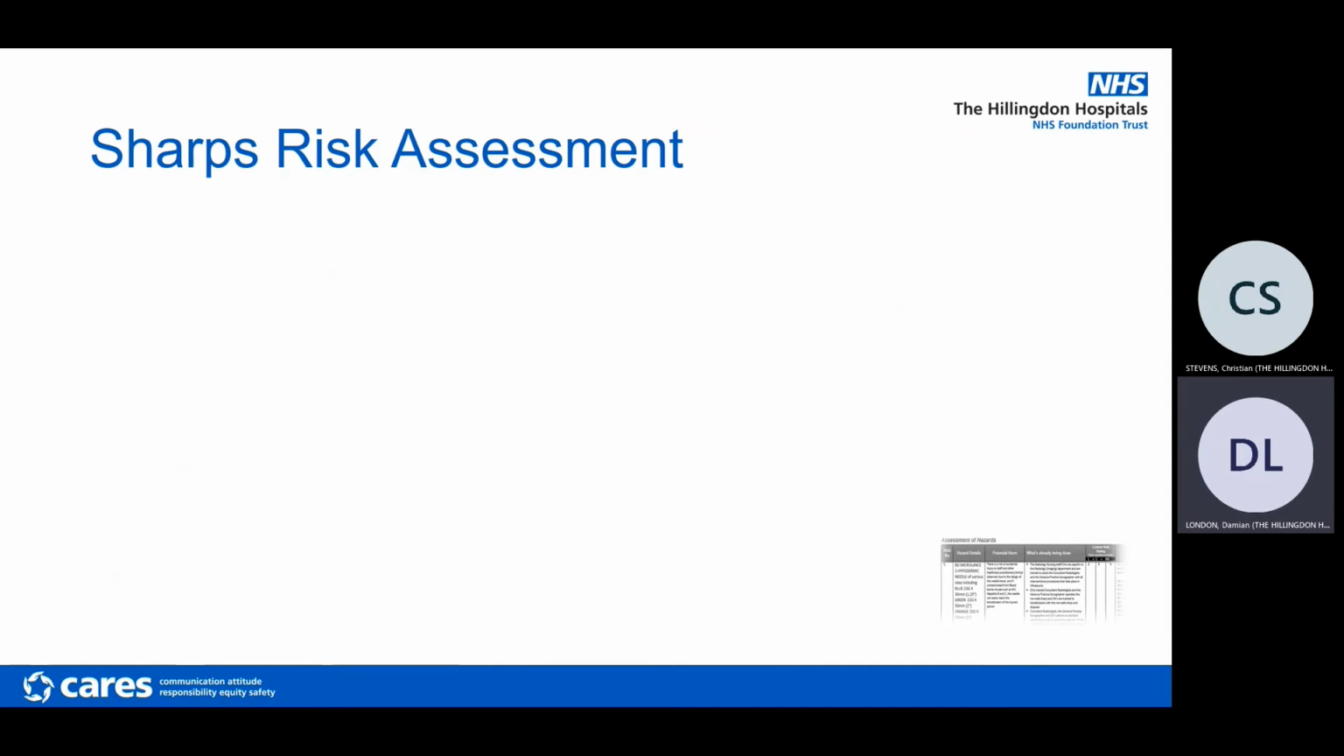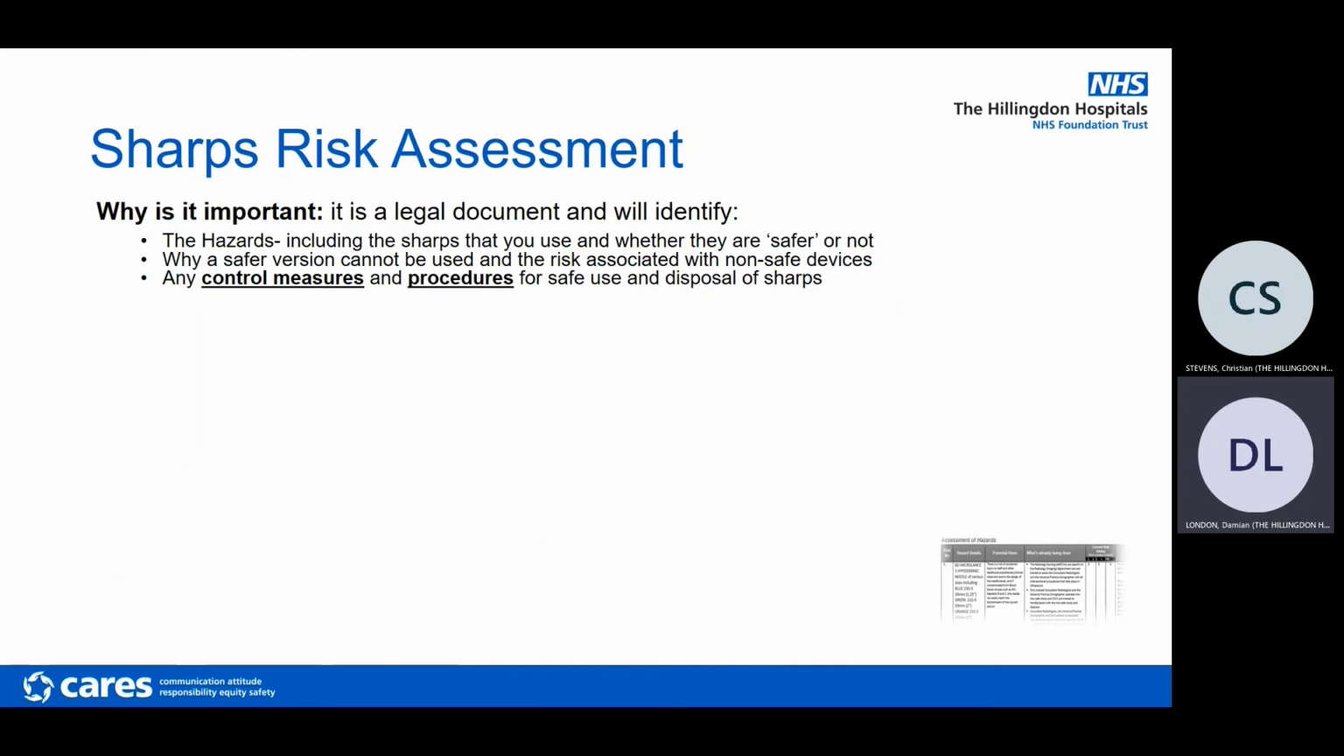And so it's important that this risk assessment and the way that you address risk is documented. And this is called a risk assessment. And why is this important? Well, it's a legal document. We must carry out a risk assessment, and it will identify the hazards, including the sharps that you use and whether they are safe or not, why a safer version cannot be used if you have to use a non-safe version, and the risks associated with such devices, and any control measures and particularly procedures.